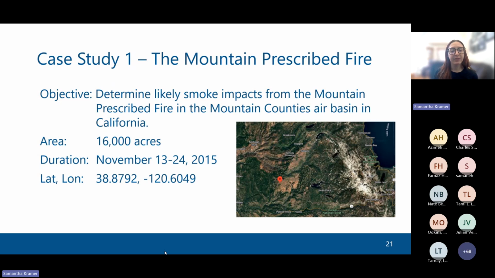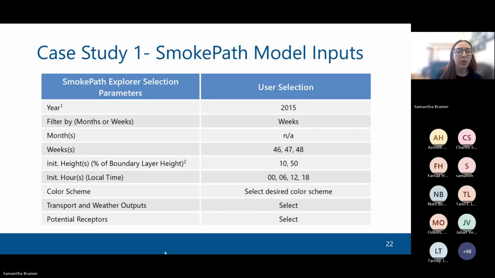Because this is a multi-day fire, in fact a multi-week fire, and because it was so large, what we decided to look at in terms of putting this into the tool was to compare what it looked like if we only used 2015 versus if we had used all years. Again, theoretical cases, which we'll show. We filtered down to the specific weeks when this fire was burning, so weeks 46 through 48 of the year, out of the 52 weeks per year. And we were looking at the 10 and 50% of the boundary layer heights. Actually, I apologize, I do believe that is a typo: 10, 50, and 80%.